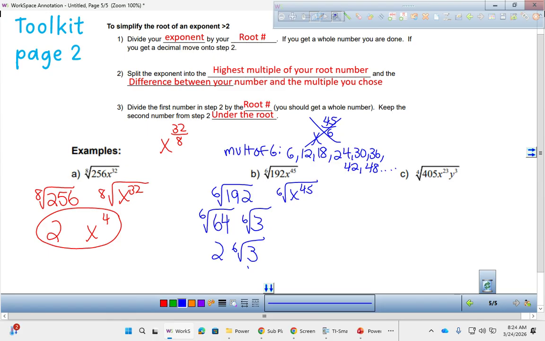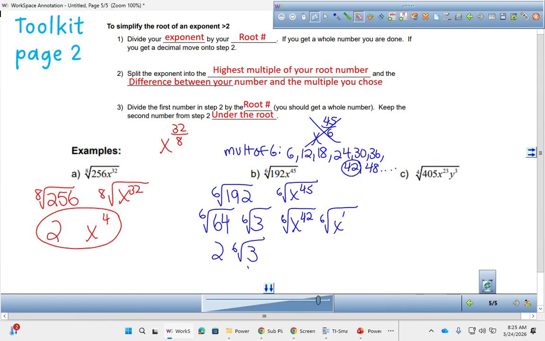Make sense? I'm going to pick 42, right? So this is going to be 42, and then the next one is going to be 45 minus 42. I need that to add to 45 still. So this next one's going to be a 3. Does that make sense? The next one's always 1 with a square root, but it's not going to be a 1 here. I need them to add to 45. If I have a 42, then this is going to have to be a 3. So now they add to 45.